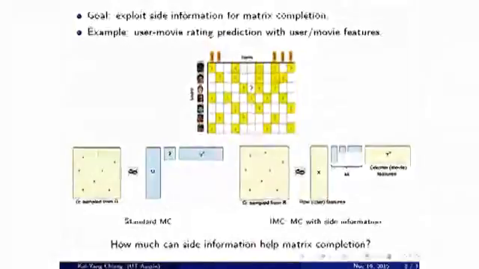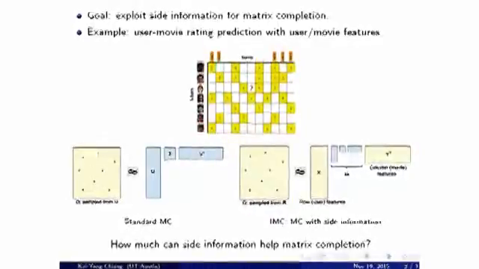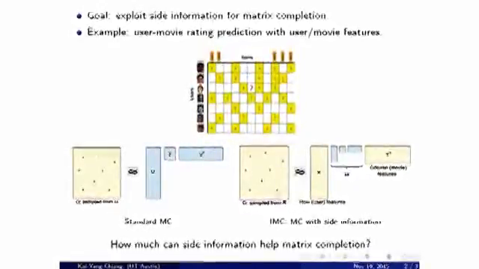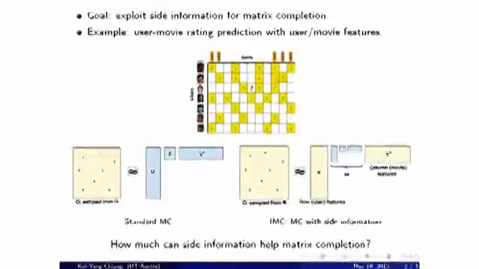For example, if we consider the Netflix problem, where we want to use the user rating history to make predictions on user movie ratings, the standard way is to use metric completion, where we can learn the low-rank metrics which capture the observed ratings, and we can also use the completed metrics to make predictions.